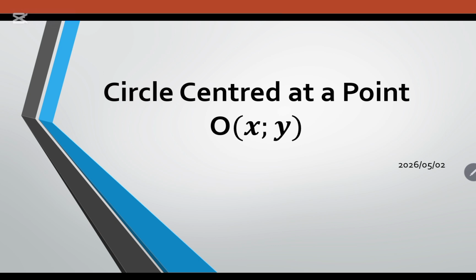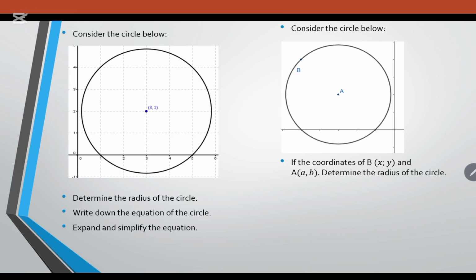Now, let us look at the circle that is drawn with its center at a particular point. Let us look at the circle that is given here. They say, consider the circle below. The first question says, determine the radius of the circle. So, I'm looking at this circle. I can see the coordinate of this point is 5 and 4. So I'll call this point P, and the central point I'll call O. So we need to calculate the radius. So this is the radius.